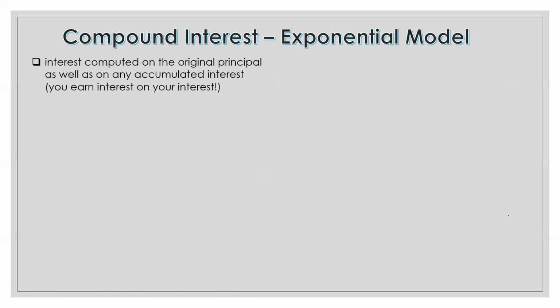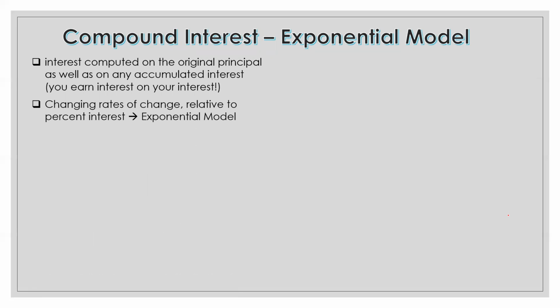All right. So compounded interest is computed on the principal as well as on the accumulated interest. So you earn interest on your interest. That's the definition. And because you earn interest on your interest, we have changing rates of change relative to the percent interest rate, and that is an exponential model. So we would say that is y equals B times the multiplier to the x power.